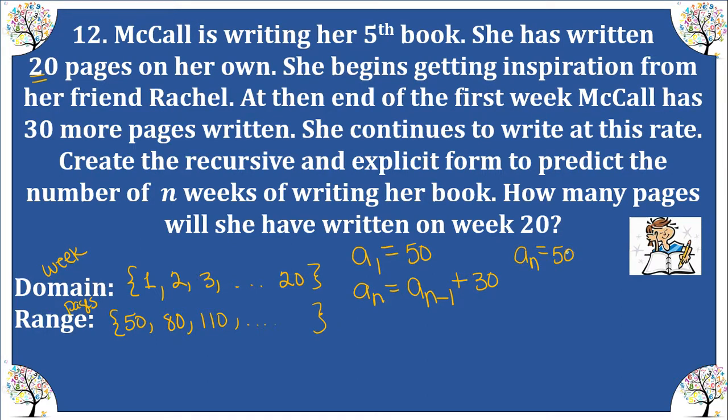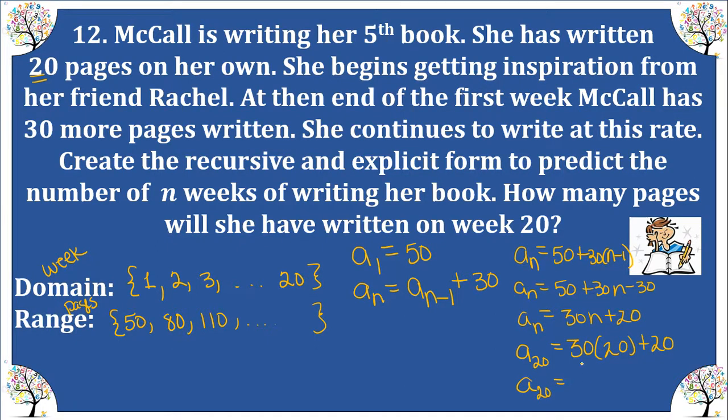Explicit, 50 plus the common difference times n minus 1. Distribute the 30 and combine like terms. And the question is, at the 20th week, how many pages will she have written? So let's plug in 20. 30 times 20, that's going to be 600 plus 20, so a total of 620. So at the end of week 20, she will have 620 pages written. I hope this helps.